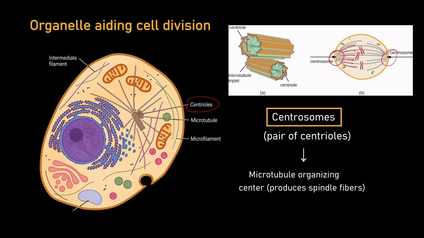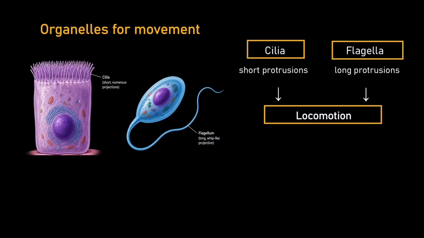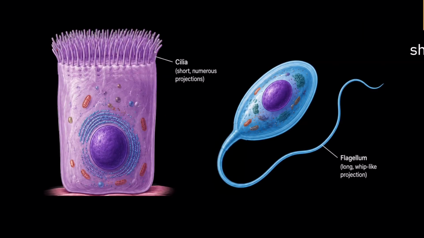So we've seen microtubules organize into centrioles to help pull chromosomes apart during cell division. Arranged differently, the same microtubules can push out of the cell's plasma membrane, forming structures that let the cell move or move things around it. So now let's look at the cilia and the flagella. They enable movement.